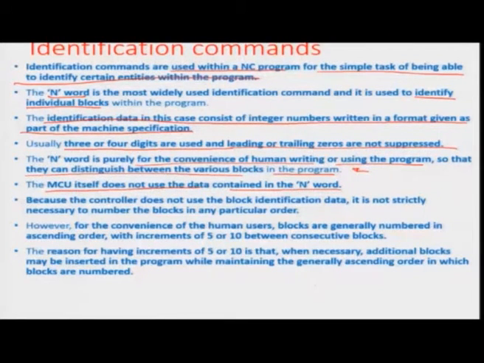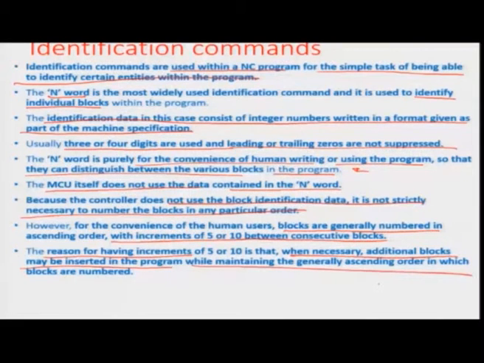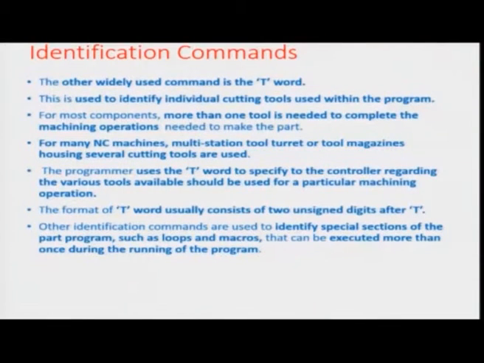So, because the controller does not use the block identification data, it is not strictly necessary to number the blocks in any particular order. However, for the convenience of human users, blocks are generally numbered in ascending order with increments of 5 or 10 between consecutive blocks. And the reason, as we are all aware, for having increments of 5 or 10 is that when necessary, additional blocks may be inserted in the program while maintaining the generally ascending order in which the blocks are numbered. So, this is all about identification commands.